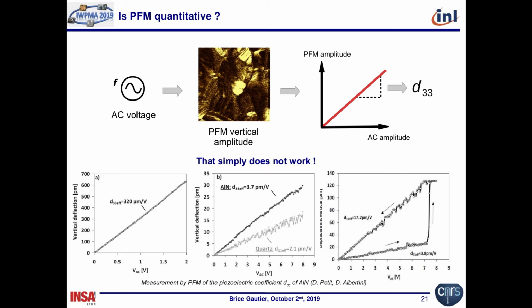You apply an AC voltage, you get the vertical amplitude, you vary the amplitude of the AC voltage, and the PFM amplitude should scale linearly with the AC amplitude that you apply. From the slope, you have the d33. So, okay, no problem. Just try. So we try. This is aluminium nitride.